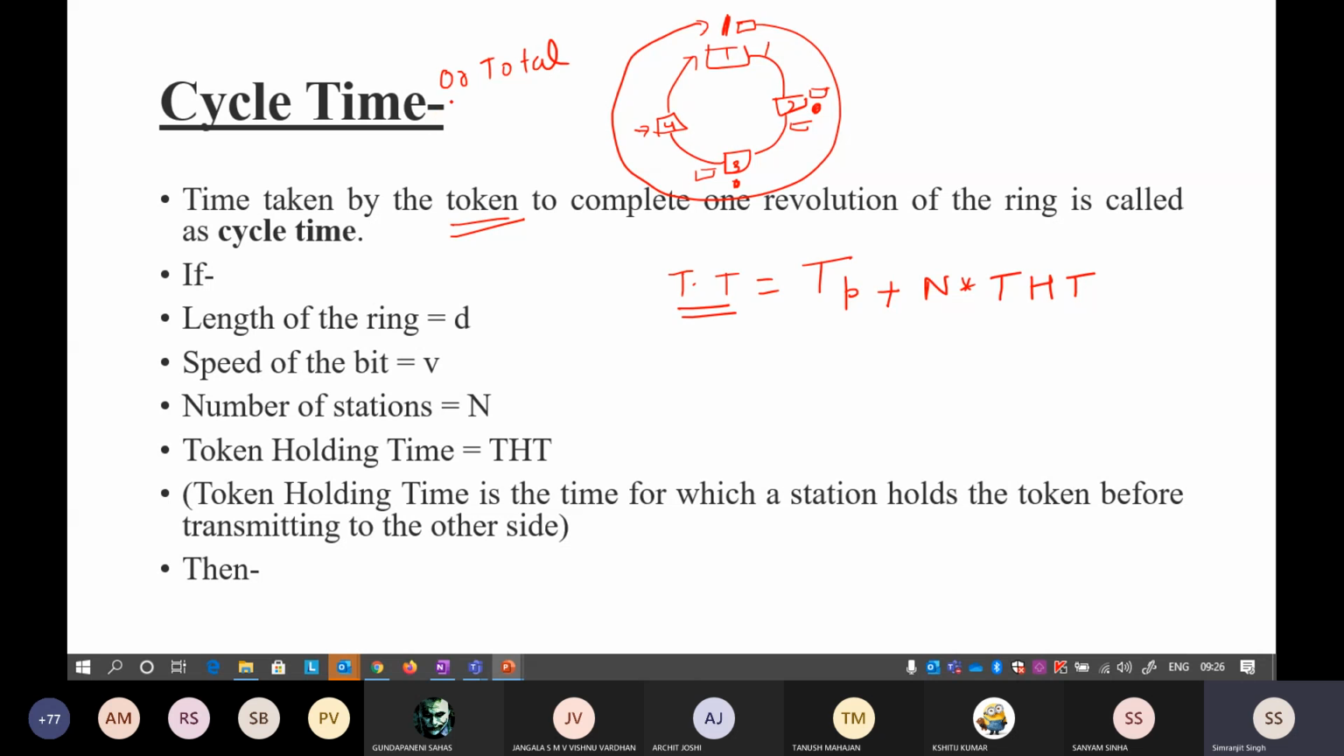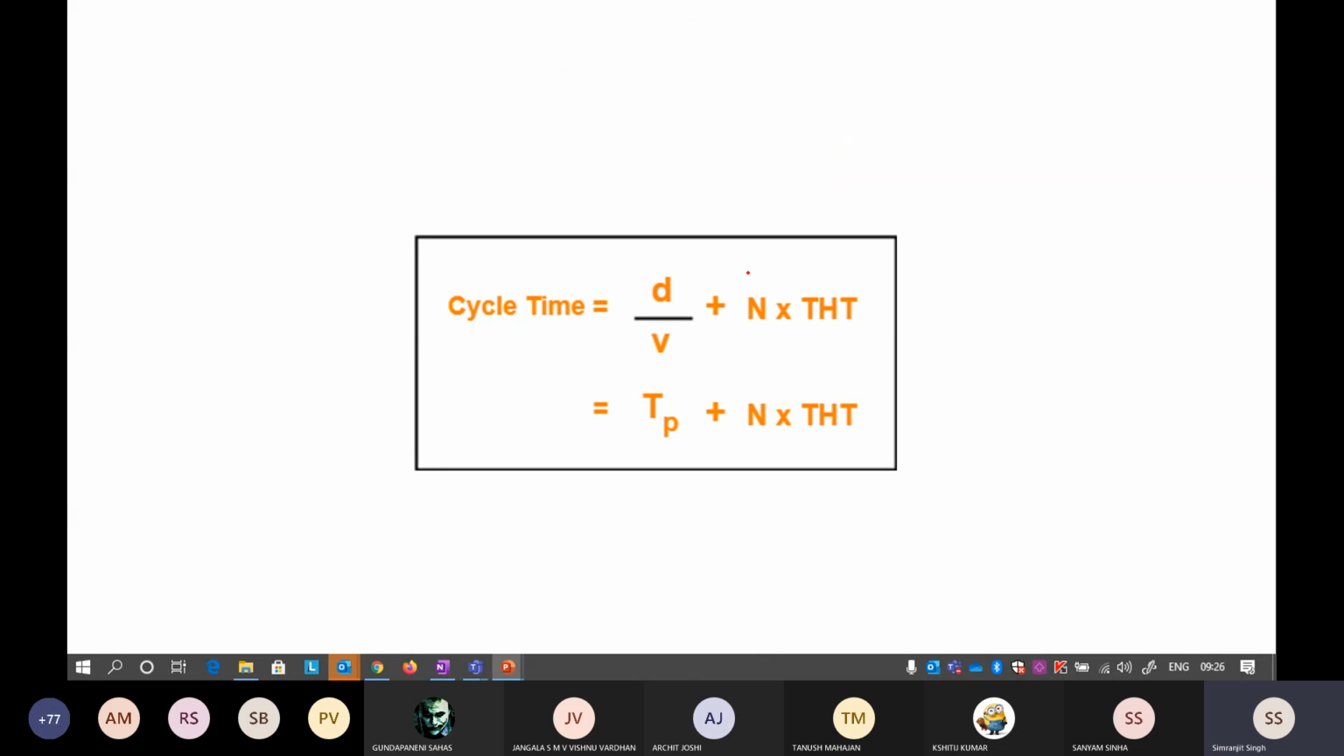If you find out the cycle time, it is TP plus n into THT, where THT is your token holding time.